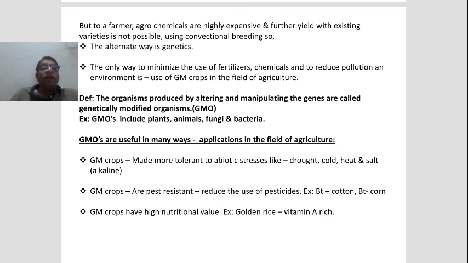Through genetic engineering we are able to produce drought resistant varieties of crops, cold resistant varieties of crops, and heat resistant varieties of crops. Then one most important thing is the salt resistant varieties we are able to produce. Salt means alkaline resistant varieties.